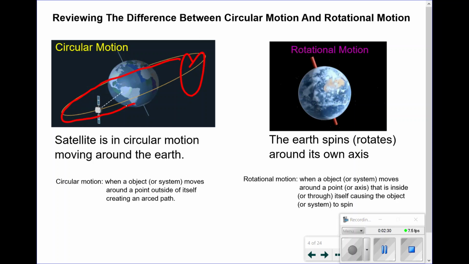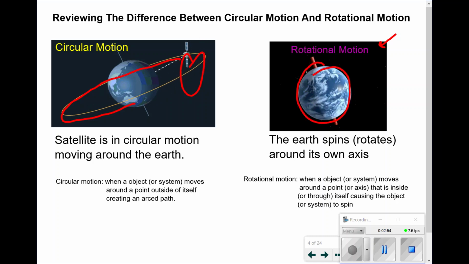However, if something is going through rotational motion, then it rotates around a point or an axis that goes through its body. So when we look at just the Earth, we can see that the Earth rotates around an axis that is through itself. If I was to circle the Earth, I would see that the Earth never leaves the circle. It's not moving tangentially, it's moving rotationally.